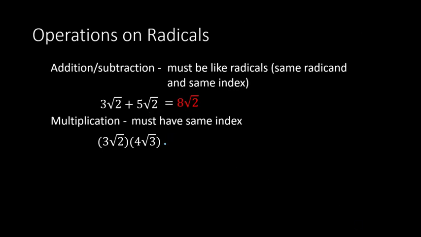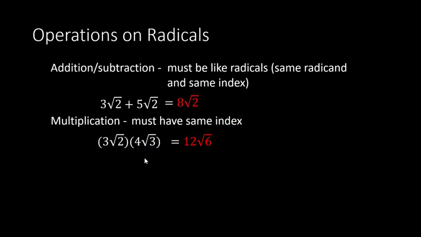Now when you're multiplying, remember, it does not matter the order of multiplication. So we could multiply 3 times 4 first to get 12, and then multiply the square root of 2 times the square root of 3 next. And you can multiply those because they're both square roots. They have the same index. And you multiply 2 times 3 to get 6. So your simplified answer would be 12 times the square root of 6.